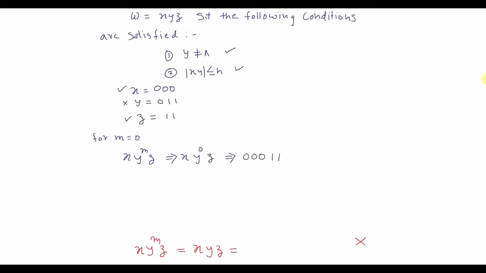But what about the number of zeros and number of ones? There are 3 zeros and there are 2 ones. That means zeros are not equal to ones. That means this is not a valid string of the given language. So you can say this string does not belong to L. Therefore, the given language L is not regular.